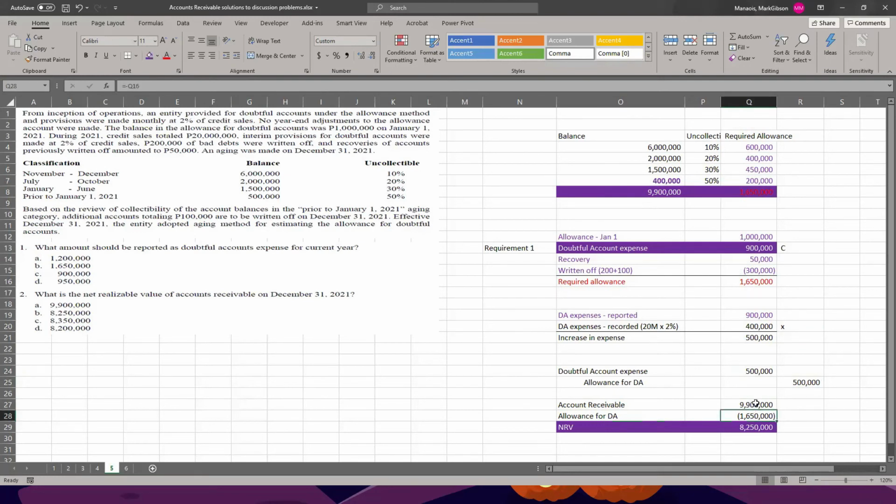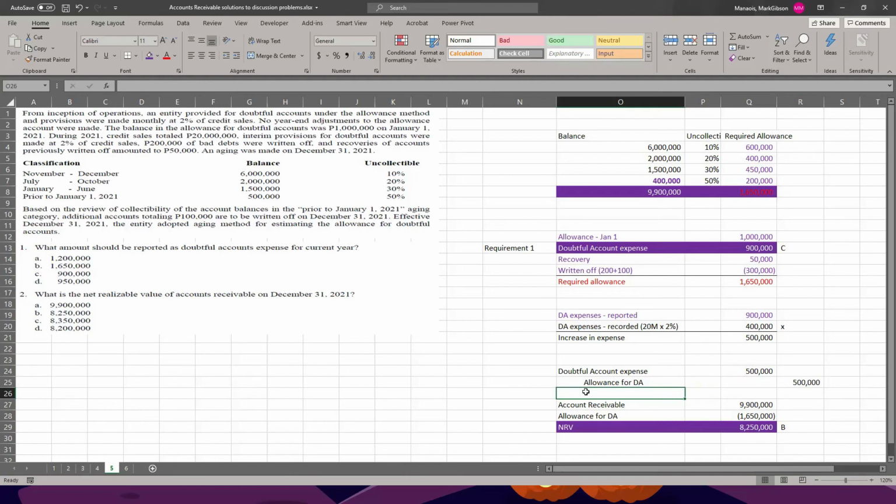So 9,900,000 less 1,650,000, our net realizable value is 8,250,000 or letter B. So ang tatandaan lang palagi natin dito, class, is kung merong shift from one method to another, of course, kung ano yung previous method, yun yung recorded per books, no? So therefore, we have to do an adjusting entry, no? Para makorrect yung what's recorded, and ma-account natin ano ba yung required, no?